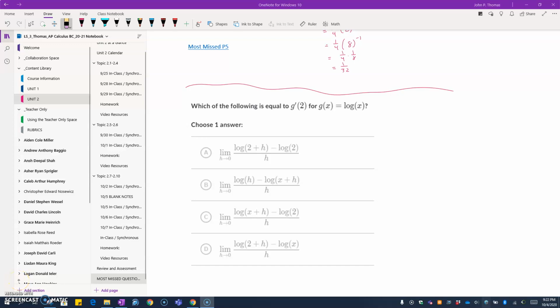Alright, so we're on most missed problem number 6. This one says which of the following is equivalent to g prime of 2, where g of x equals log x. Now, first thing I'm going to do is look through the answers. They are all based on the h definition. So I'm going to start with the limit.